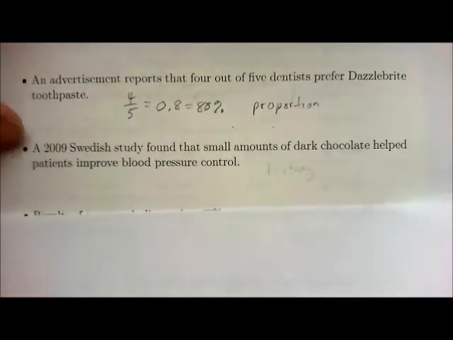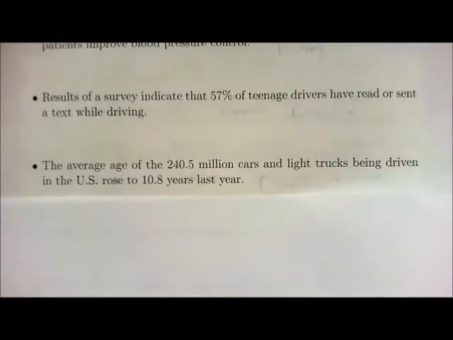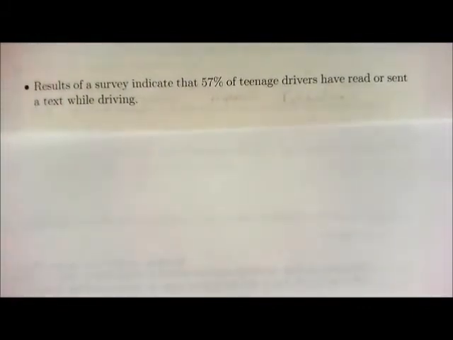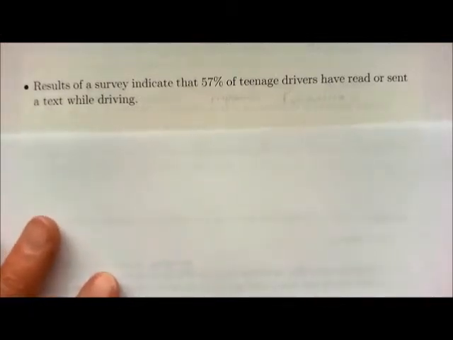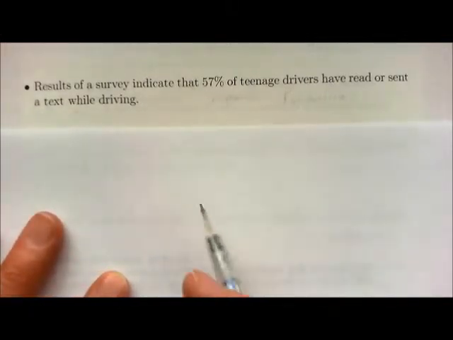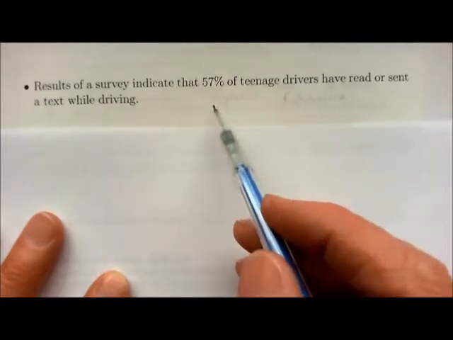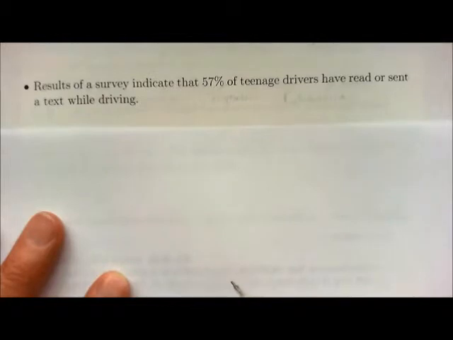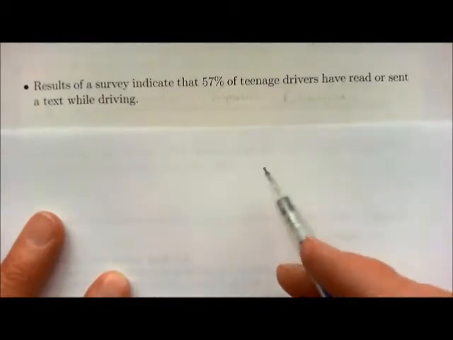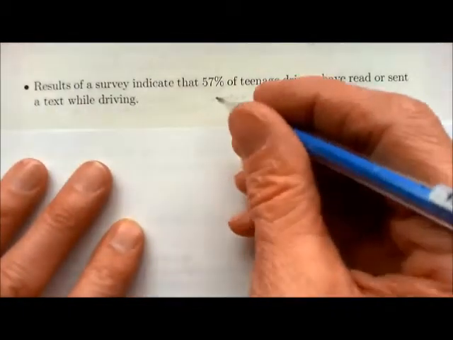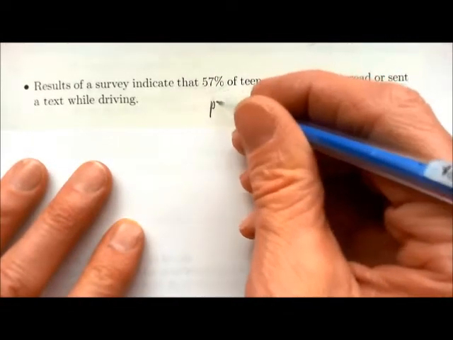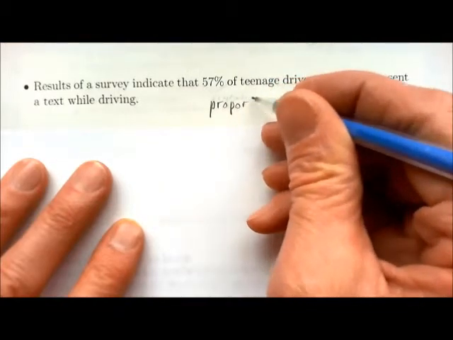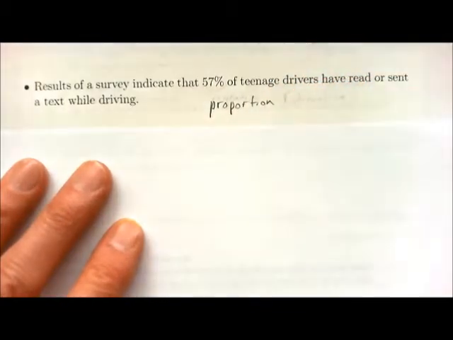The next one we'll look at here is this one. A survey indicates that 57% of teenage drivers have read or sent a text while driving. So they get this 57% by taking some number that have read or sent texts divided by the total number of teenage drivers that they talk to. So again, this is a proportion. Also, the percent sign there is definitely a giveaway. So proportion in this case.